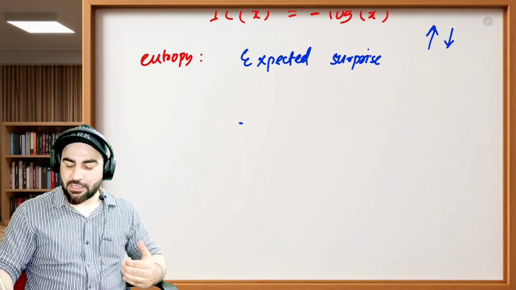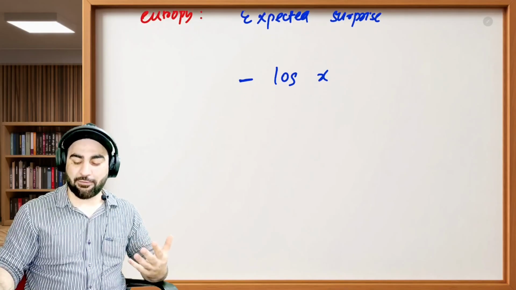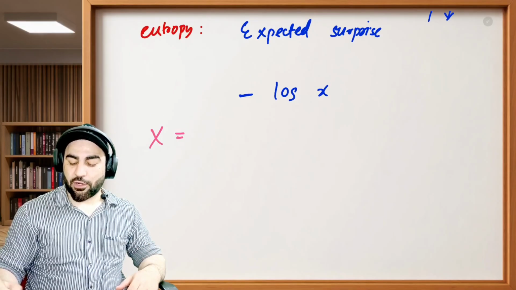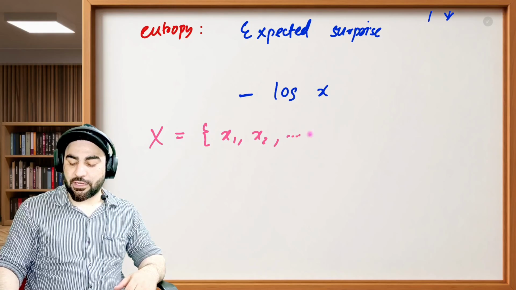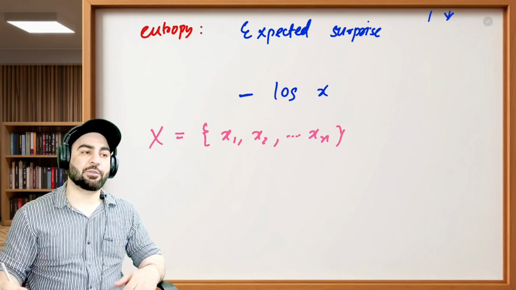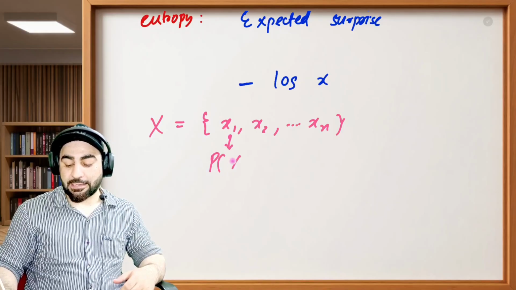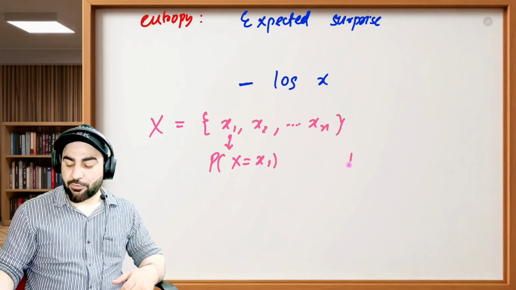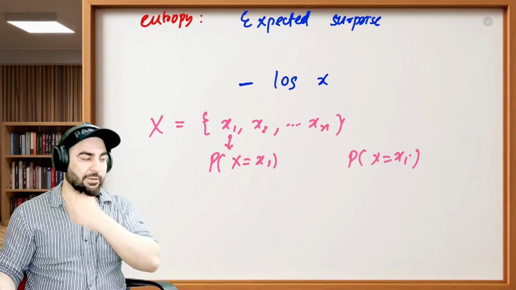So if surprise is minus log of x, consider that we have some discrete random variable x. Let's say it takes values x1, x2 till xn. These are the values it takes. Now for all of these there will be a probability. So the probability that x takes value x1, and in general the probability that x takes value xi, has some probability. This probability can also be defined by the probability mass function.